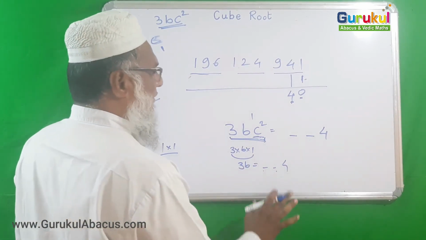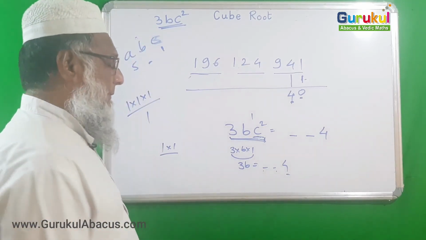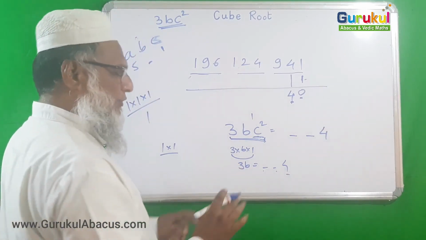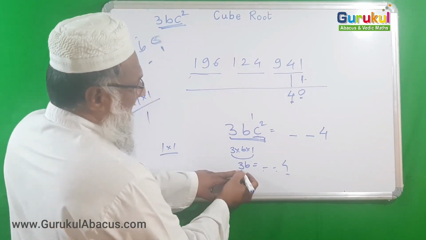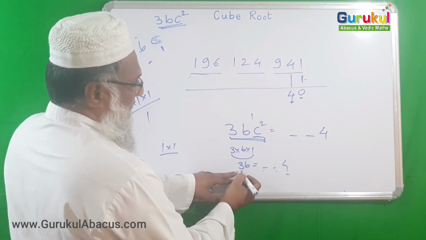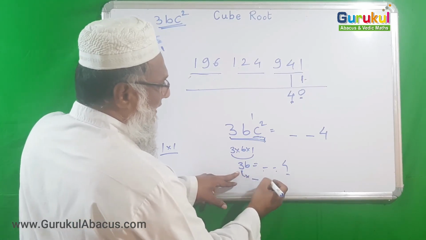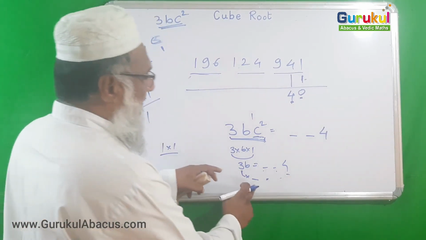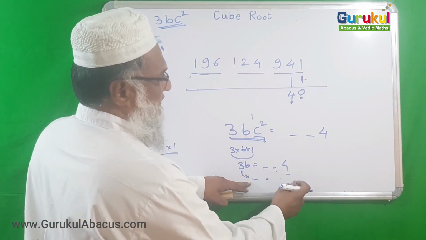Only we have understood that the last digit is 4. By knowing the last digit is 4, we can find b. How? Just think only about the last digit. Don't complete the multiplication. Here is 3, which has been multiplied by b. So 3 into what ends with 4? By which digit can you multiply 3 so that the answer ends with 4?